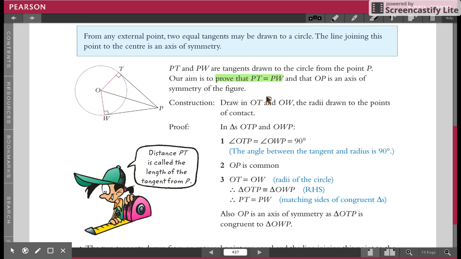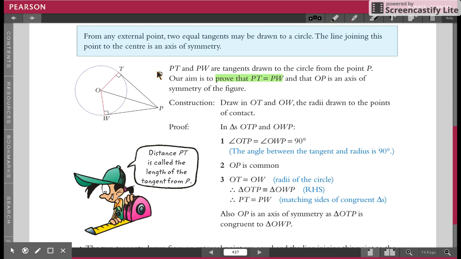That's why I've highlighted it there. And we need to look at congruent triangles to achieve this. So the triangles we're going to look at are OTP and PWO. You should be able to see the red lines there, OT and OW. Now, because they're obviously radii of the same circle, they can be considered equal.